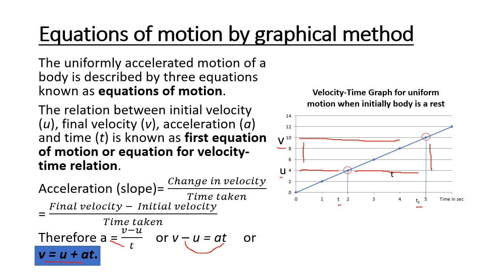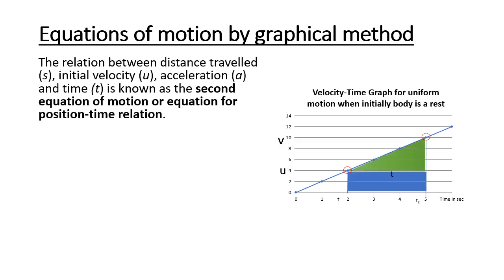We revise again. V is the final velocity, u is the initial velocity, a is the uniform acceleration, and t is time taken for the change in velocity. So from the graph we have the first equation of motion. Now let us move on to the second equation.